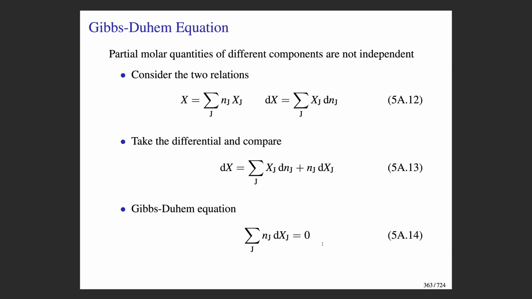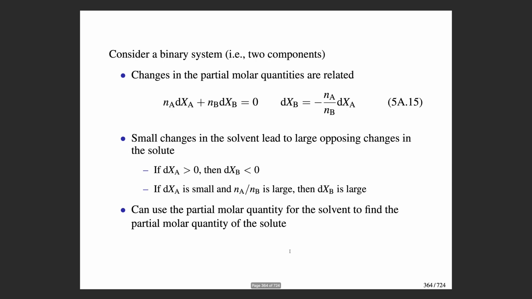And what the Gibbs-Duhem equation does is it tells us that changes in the chemical potential of one component, or changes in the partial molar quantity of one component, are related to changes in the partial molar quantity of another component. And so that's illustrated here.